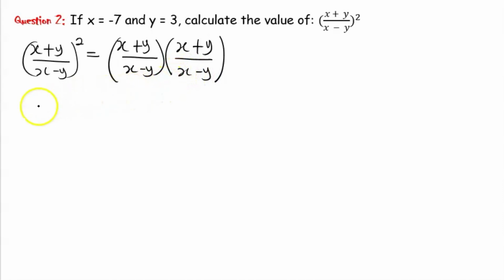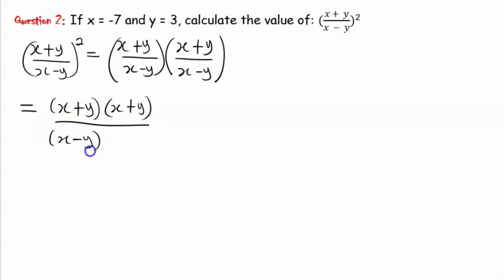Okay, and this can also be further simplified as x plus y multiplying x plus y divided by x minus y multiplying by x minus y. Alright, so what do we do next? We simply put in our values and substitute accordingly.